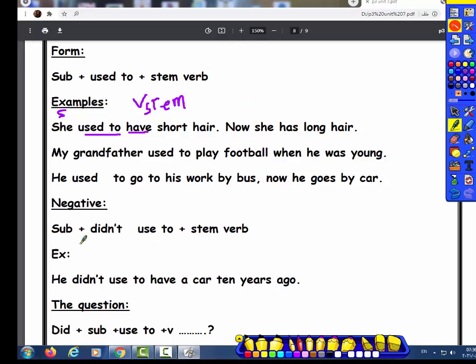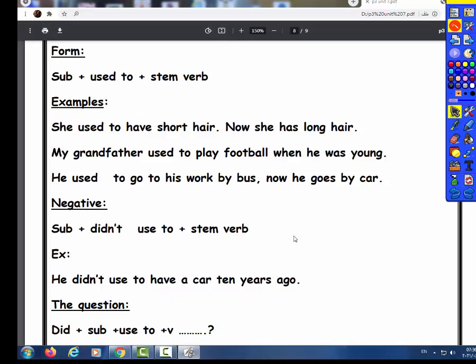Okay? When we want to make negative, we put didn't after the subject, and after that cancel letter D from used to. He didn't use to have a car. When I want to make a question, I ask with did, after that the subject, after that use to. With did and didn't, cancel letter D from used to. Did she use to?